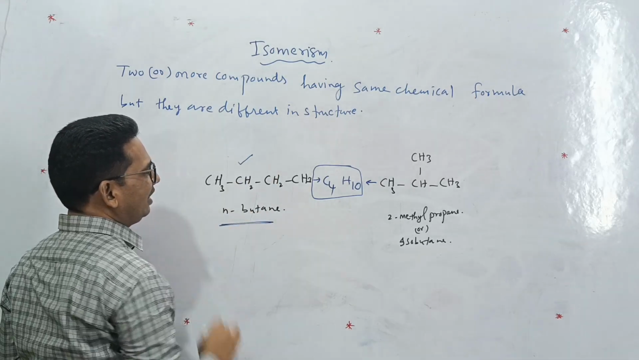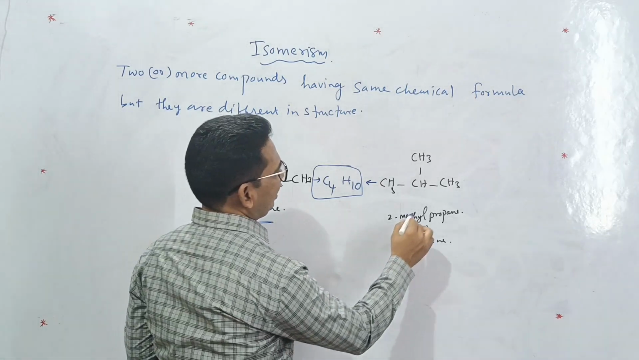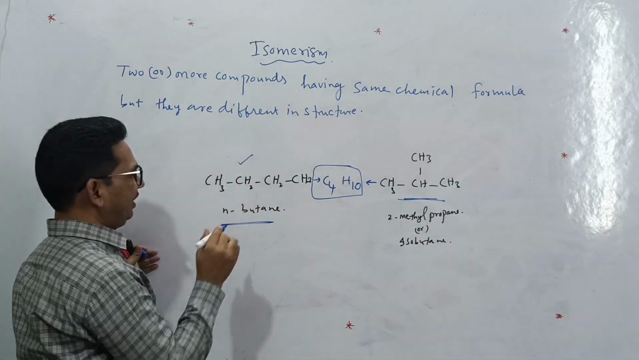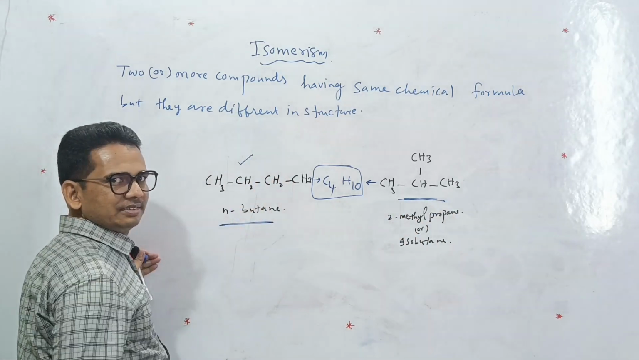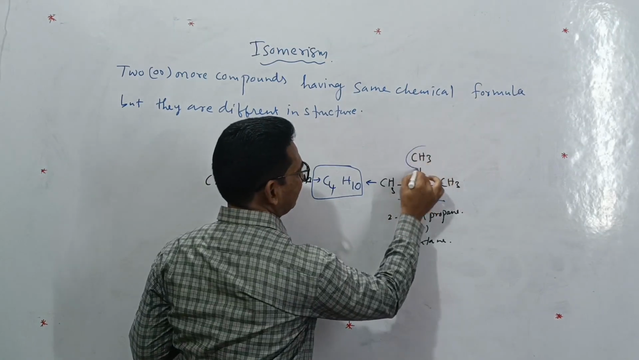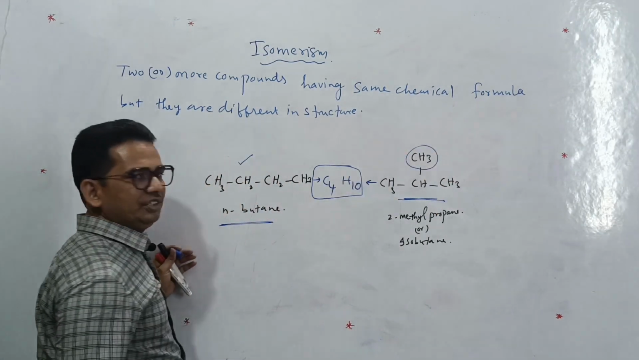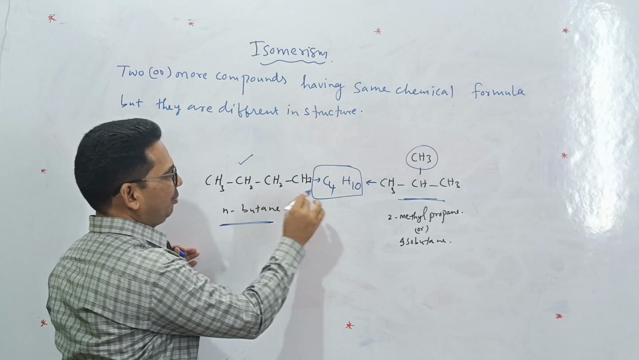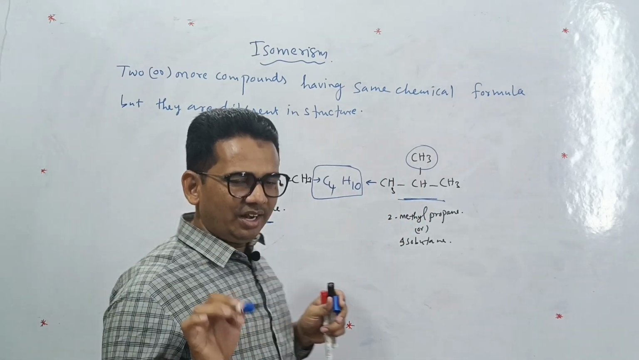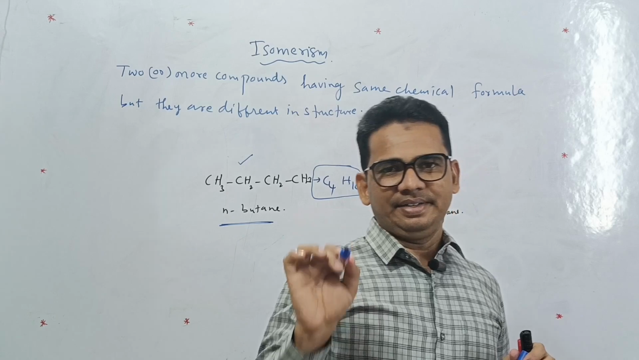This is called N-butane. This is called 2-methyl propane or isobutane. Only the structure is different. This is the normal chain, and this is the branched chain. This is the difference we are observing. This is normal, this is branched. This is exactly called isomerism.